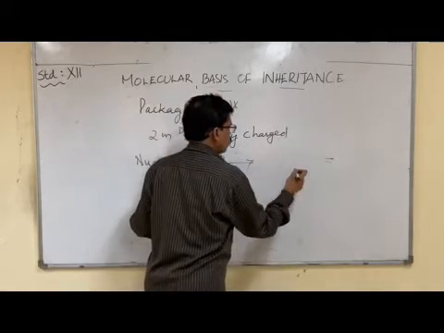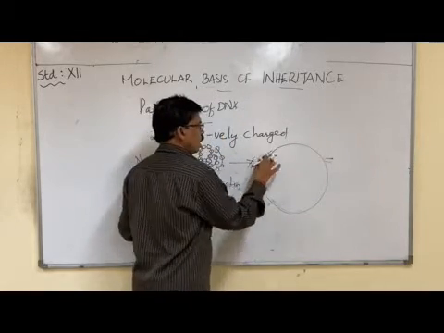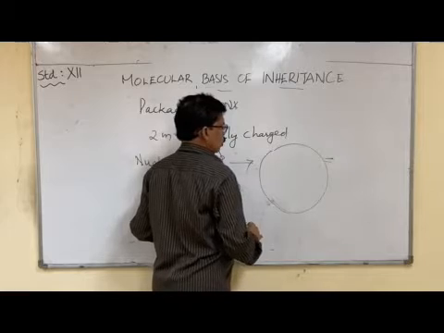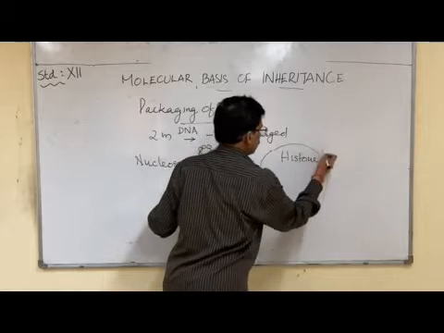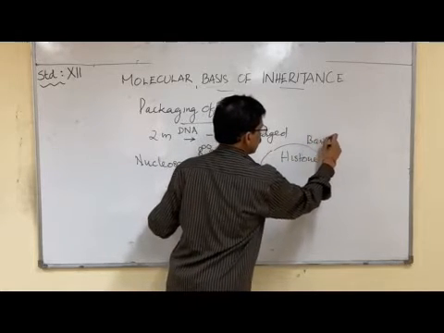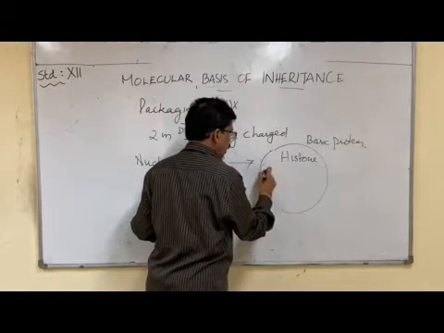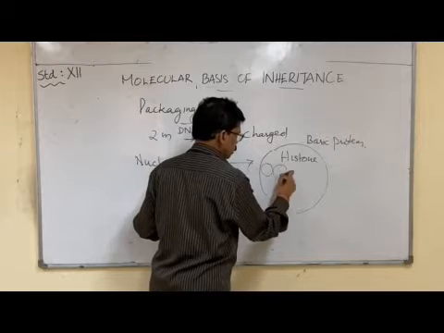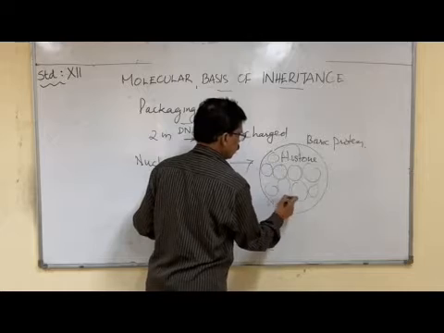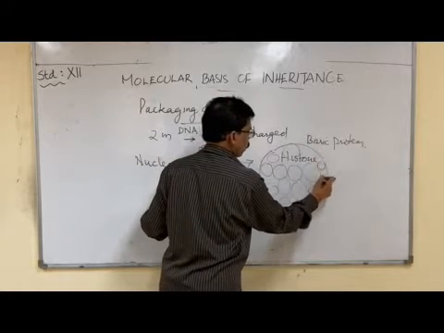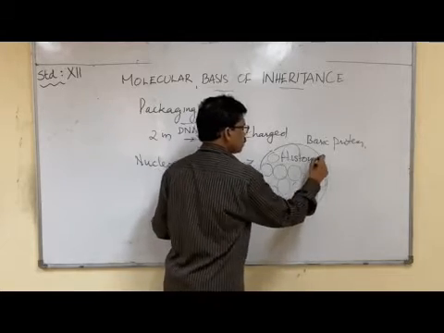So if I draw a nucleosome, you can see at the center of the nucleosome, histone protein. That is called a basic protein. Histone proteins are basic proteins. So histone proteins are arranged in 8 numbers. So histone proteins, that are basic proteins, are arranged in how many numbers? 8 numbers. So that forms a histone octamer.